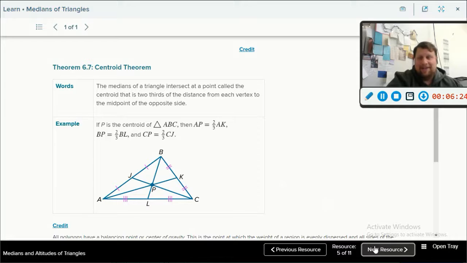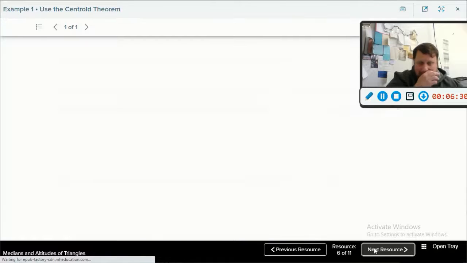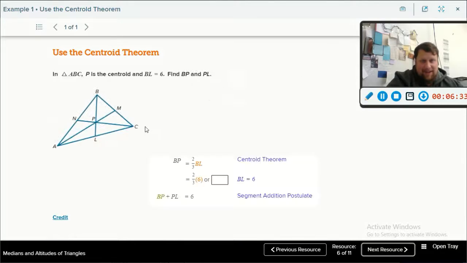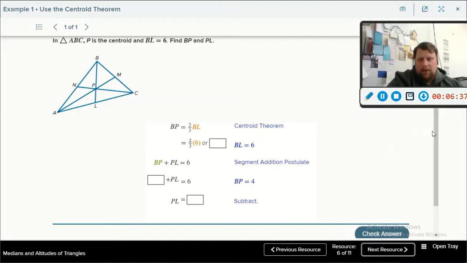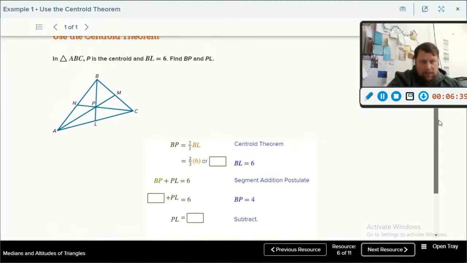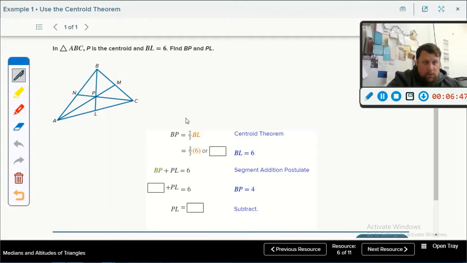All right, pause it if you need to. Let's roll. Let's use an example of using the centroid theorem. This one's going to be set up a little like a proof, and you'll notice you get some of these in your homework, so just keep that in mind. In triangle ABC, P is the centroid, and BL equals 6. So what do we know? We know that this distance, BL, equals 6.